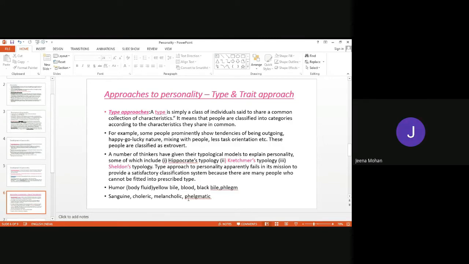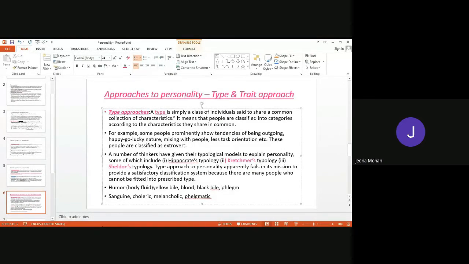So these are the different types of humor, or in other words the body fluids, like yellow bile, blood, black bile and phlegm. All of this plays a very important role in our behavior according to Hippocrates. Is it clear?